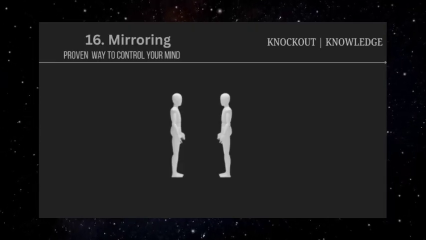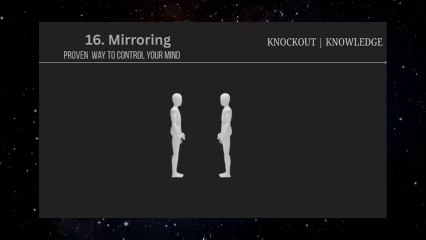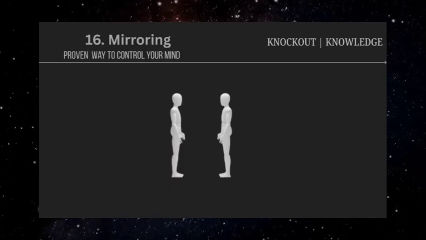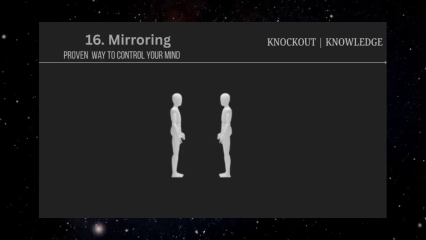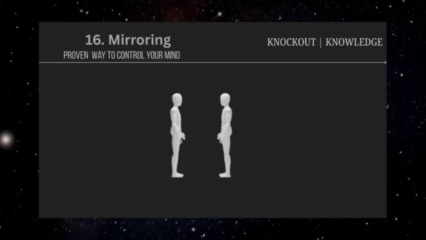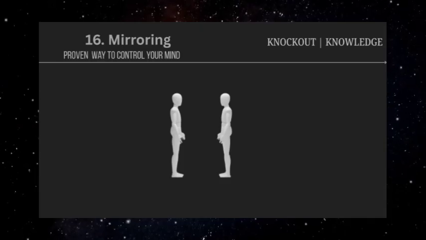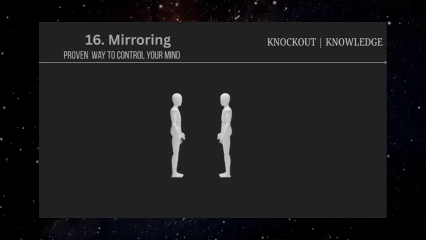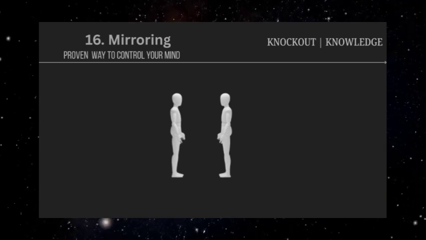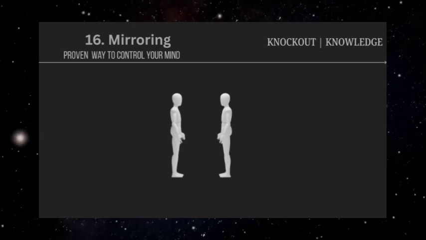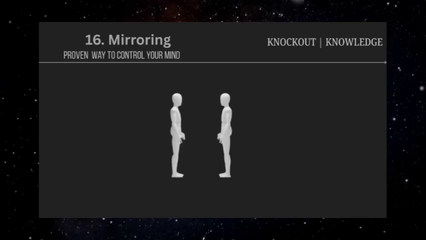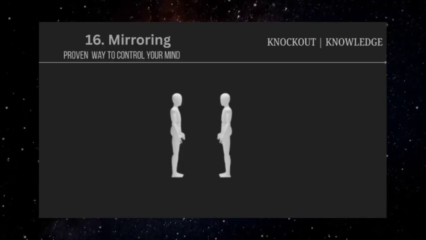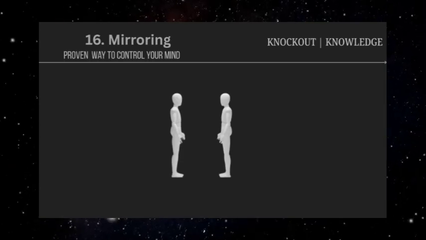16. Mirroring. Copy body language or speech to build rapport subconsciously. Mirroring is the subtle practice of copying another person's body language, speech patterns, gestures, or mannerisms to create an unconscious sense of connection and trust. This technique exploits our natural tendency to feel more comfortable and connected with people who seem similar to us. When someone mirrors our behavior, it triggers a subconscious feeling that they understand us, share our perspective, or are naturally compatible with us, even when this similarity is artificially created.